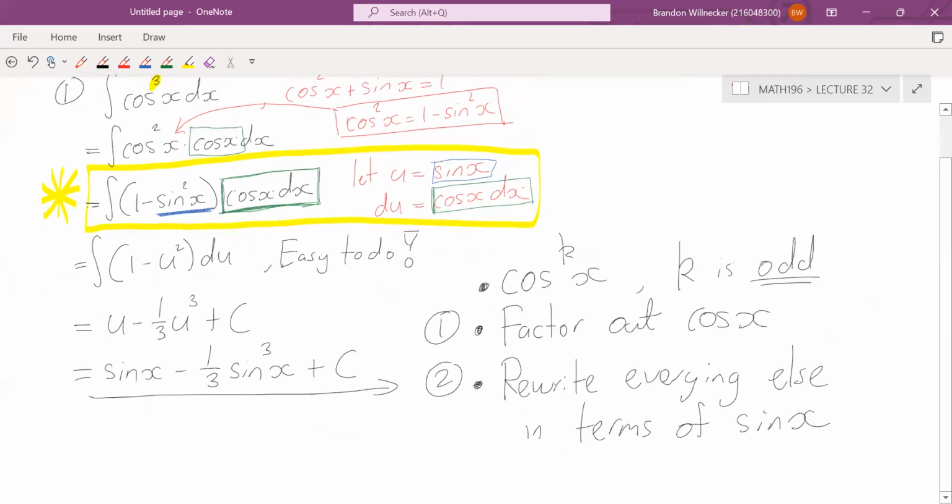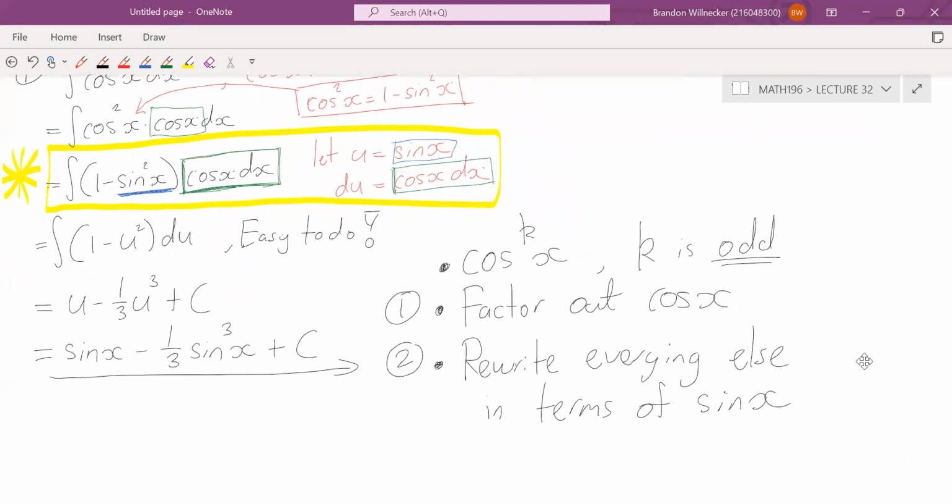Okay, so how do we do that? Well, if k is odd and we factor out a cos, then the remaining term will be even. So if it's cos cubed and we take out a cos, we're left with cos squared. If it's cos to the 5 and we take out a cos, we're left with cos to the 4. In all of those cases, you're left with an even power of cos.